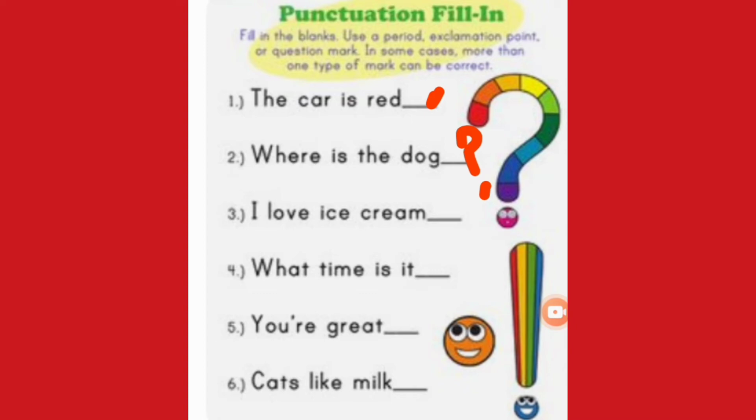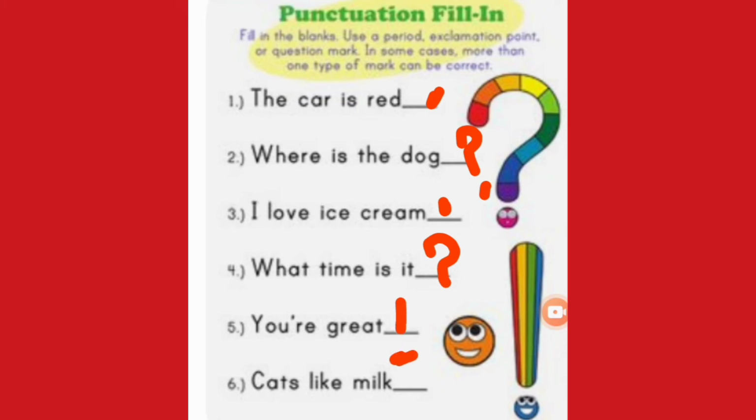Next one is I love ice cream. This is a simple statement, so we just have to put a full stop here. Next one is what time is it? It is a question, so we have to put a question mark here. Next one is you are great. It shows strong emotions, so here we have to put an exclamation mark.